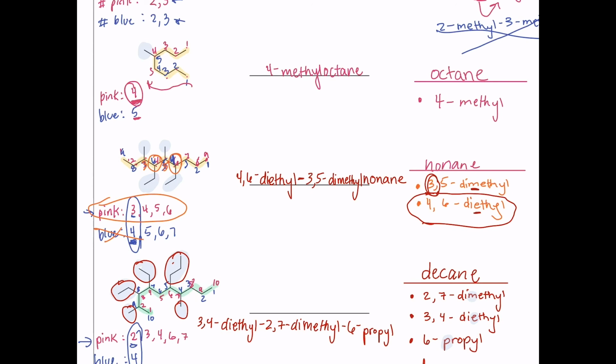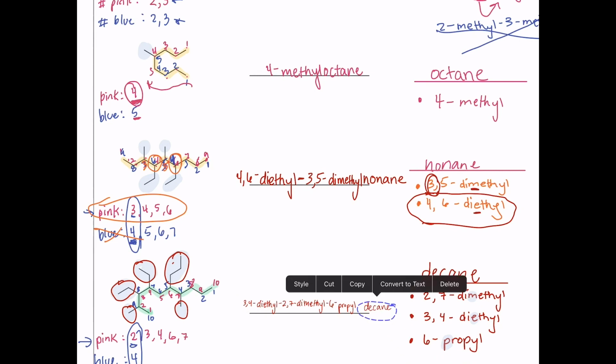Let me just shrink all of this because it's not going to fit. All right, so we've got 3,4-diethyl-2,7-dimethyl-6-propyldecane. And that is how you would name this molecule. And so that was a lot. And we'll go over naming complex substituents in the next video.